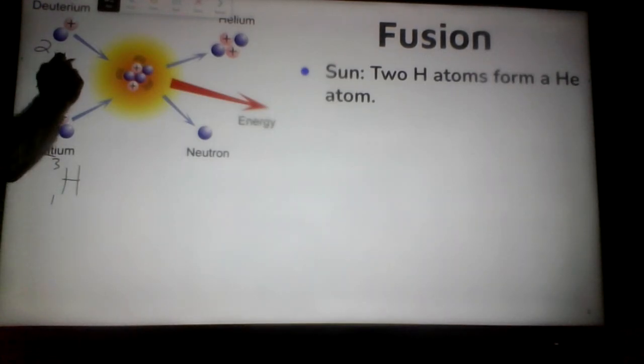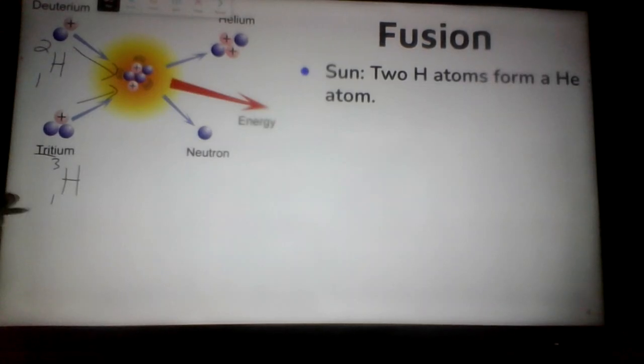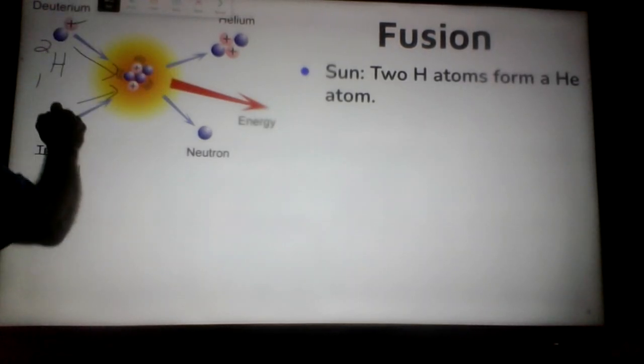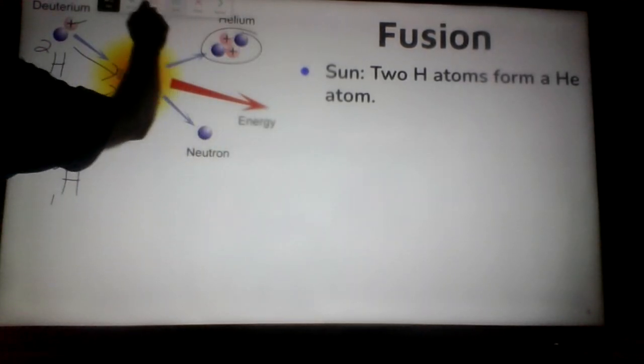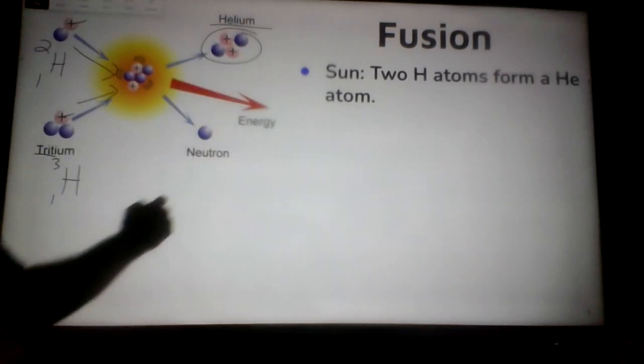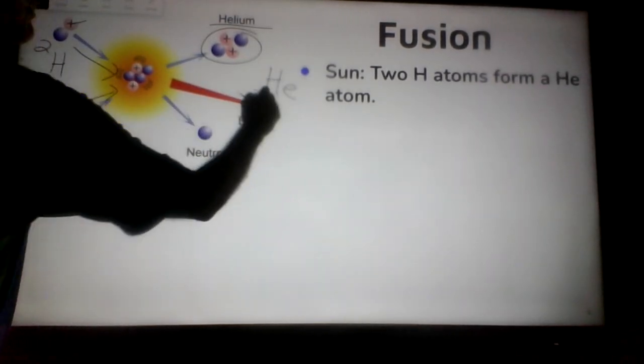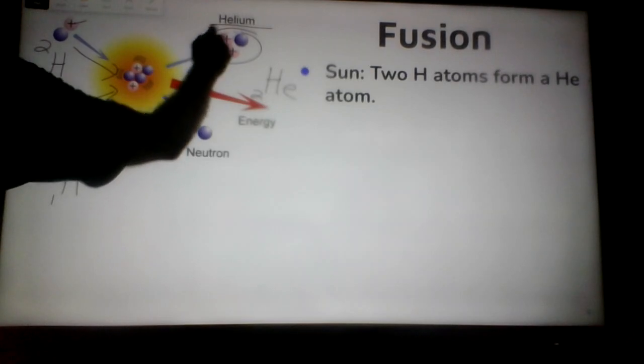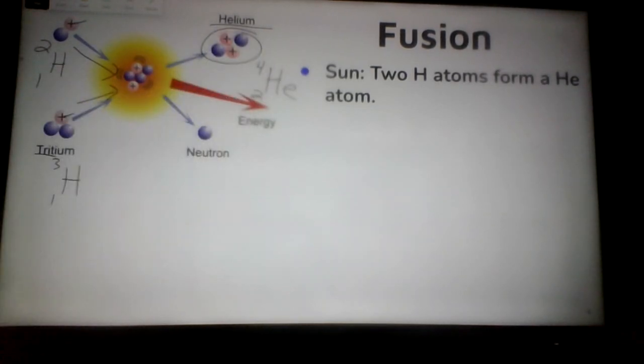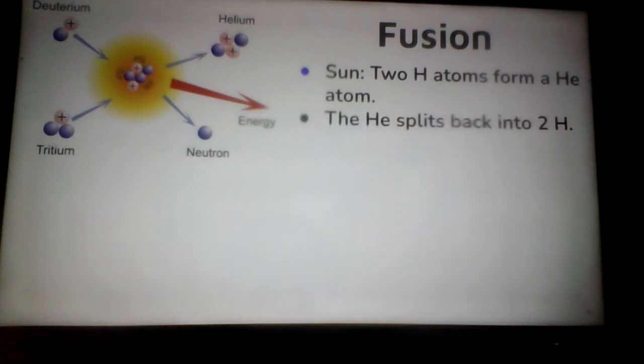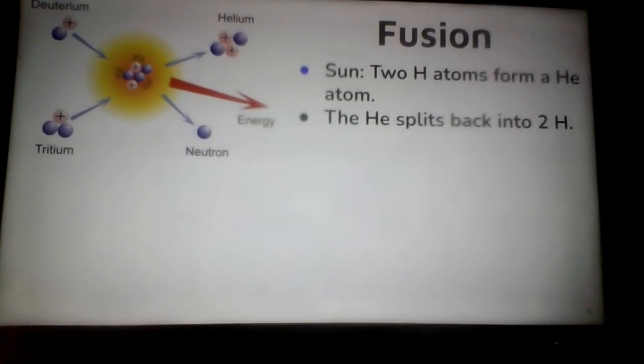Okay. Now, these 2 are coming together to give us 2 protons. And remember, the atomic number 2 means the element is helium. And now we also have 2 neutrons for a total of 4 atomic mass units. So this fusion happens at the sun, where 2 hydrogen atoms combine, fuse together to form a helium atom. And then the helium atom will separate back into 2 hydrogen atoms. Obviously, there's going to be a lot of energy released in this process.